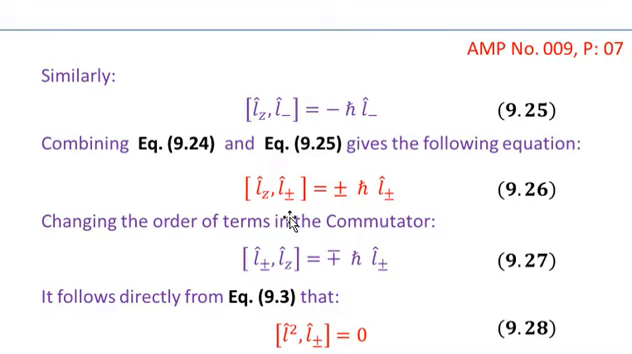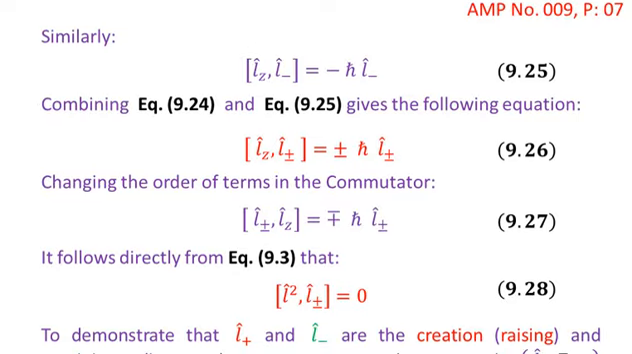Now, if you change the order of the commuting operators, then additionally a negative sign will appear, which will be multiplied on the right hand side of equation number 26 to give you equation number 27. So in equation number 26, if you change the order of the commutator on the left hand side, the commutator of L plus minus with Lz will give you minus plus h bar L plus minus.